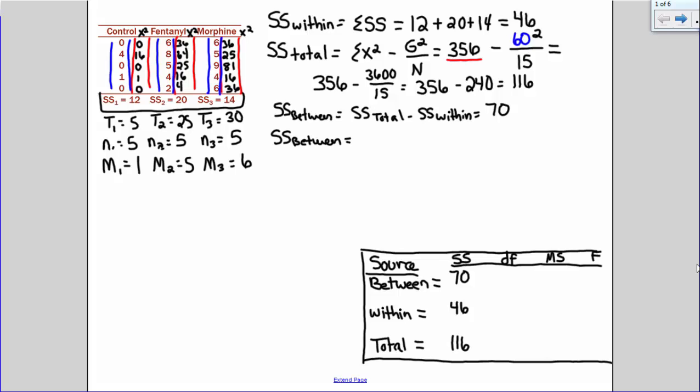So that was the sum of t squared divided by n, minus g squared divided by uppercase N. So remember in the conceptual lecture I said that for this formula you're going to have however many groups you have, you're going to have that many of these, right? You're summing all the totals for each group divided by all the sample sizes for each group.